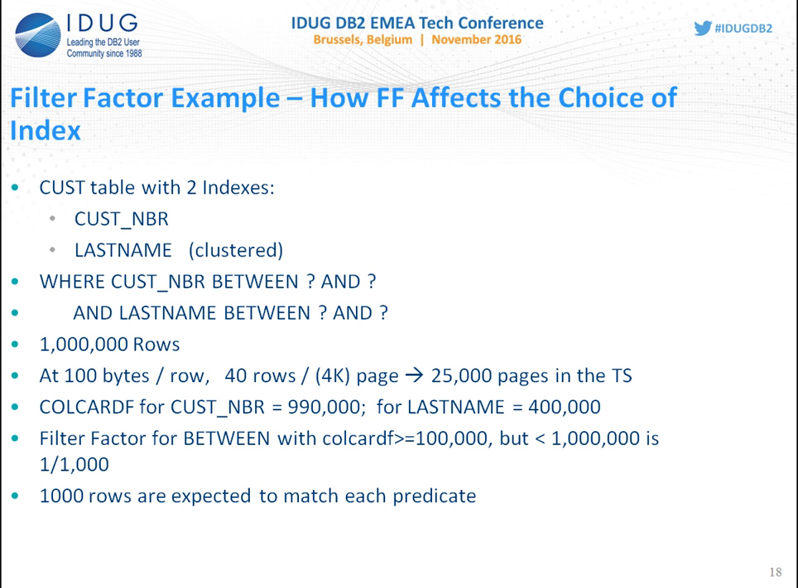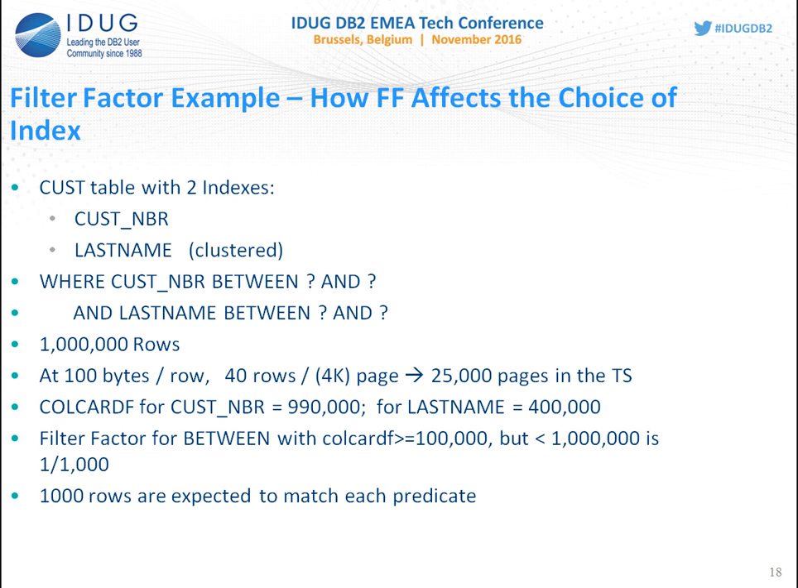Now, an example to show how it affects the choice of index. My cust table has 2 indexes. I have a cust number index, and I have an index on last name, and it's the last name index which is clustered, which most of you probably know means that the rows in the table are stored as much as possible in the same order as that index.